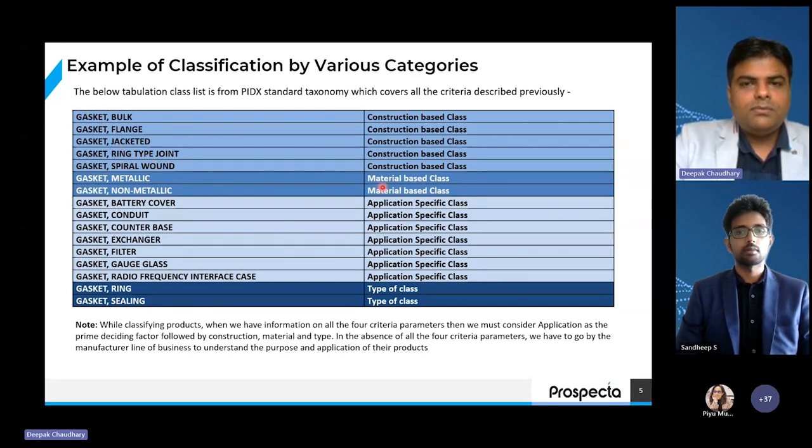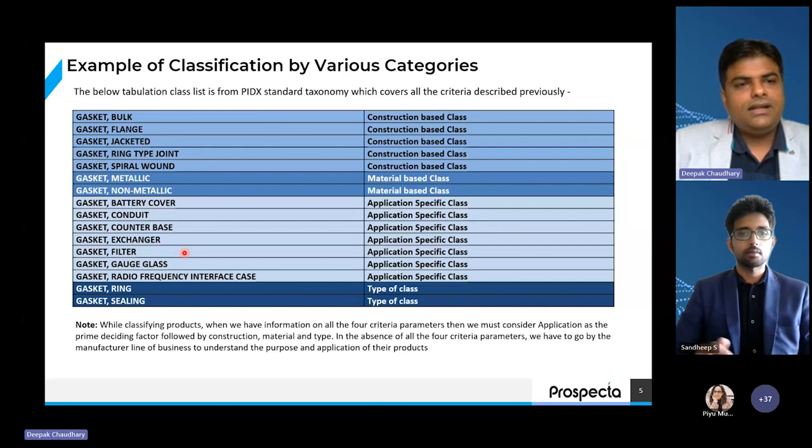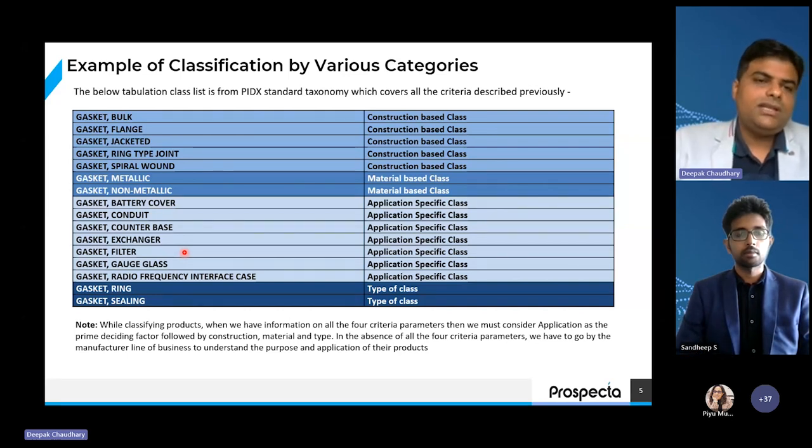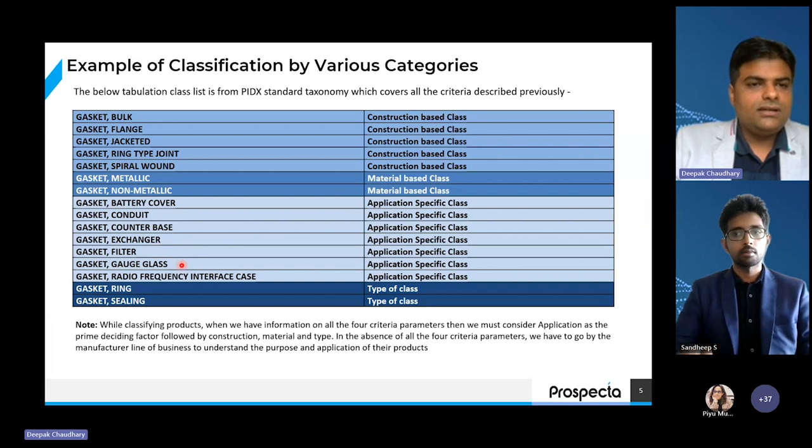And then when it comes to material-based classification, you can have, let's say, a metallic or non-metallic gasket, right? And then you will have the application-based classification. So let's say a particular gasket is being used in different equipment, right? It can be used in an exchanger, it can be used in a filter, it can be used in a gauge, right?